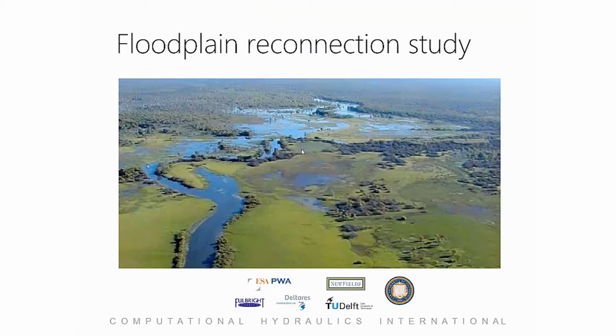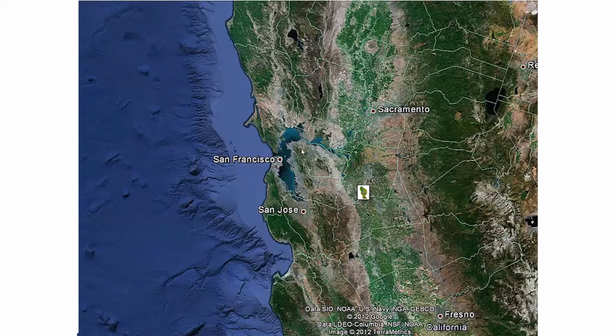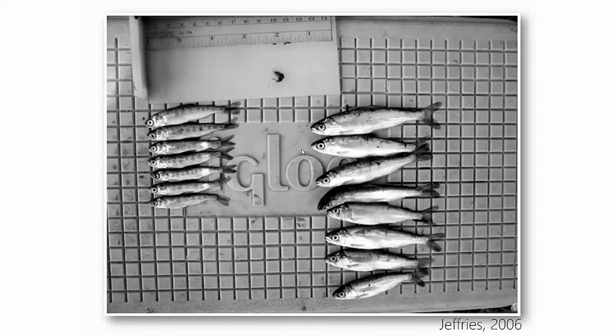So this study was actually part of a floodplain reconnection study. And this was to try to rehabilitate some of the previously existing wetlands for juvenile Chinook salmon. The study was located in the California Delta, close to Sacramento. This picture is basically showing juvenile Chinook salmon. They are the same age.